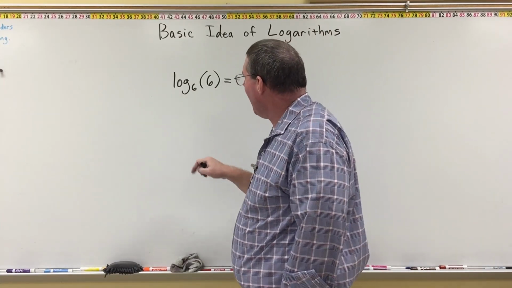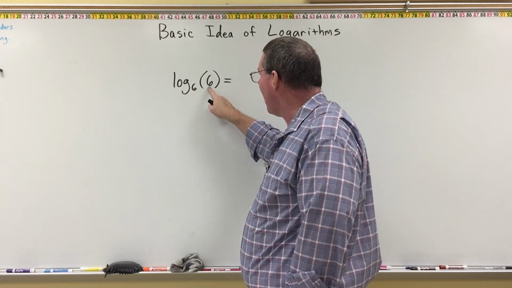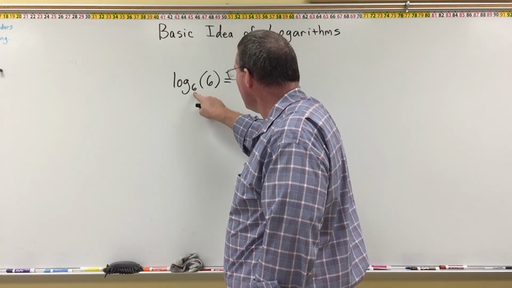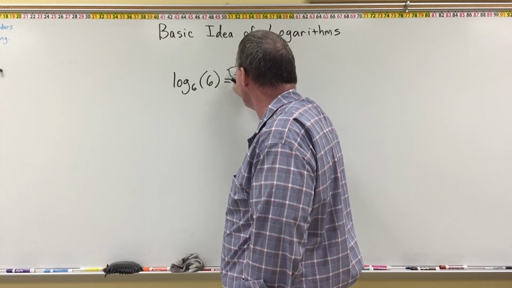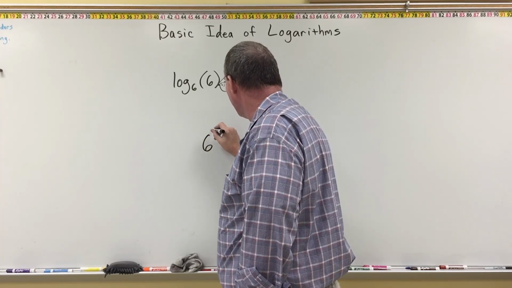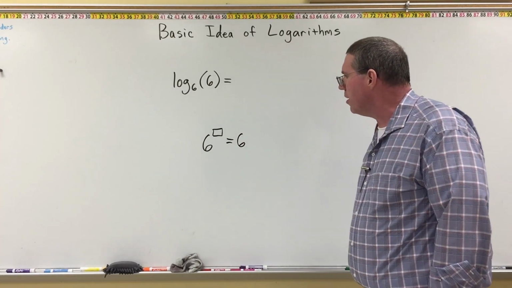The question is, what happens when we have the same number as the base of the logarithm and as the argument of the logarithm? What this is saying is that 6 to some power is equal to 6. It's saying that 6 to the power of something equals 6. Well, you should already know this one.